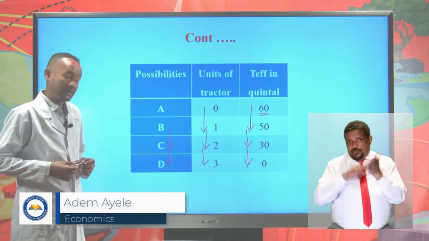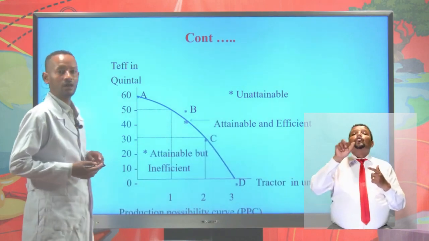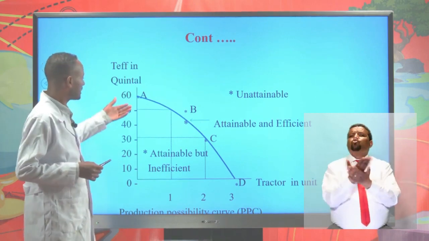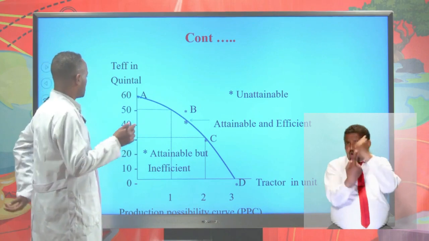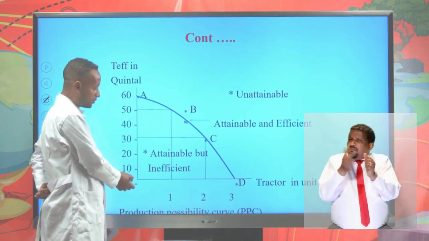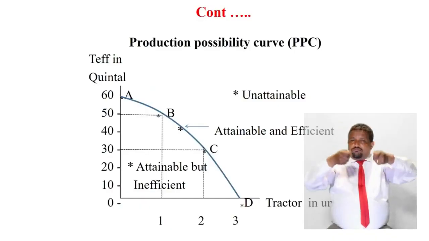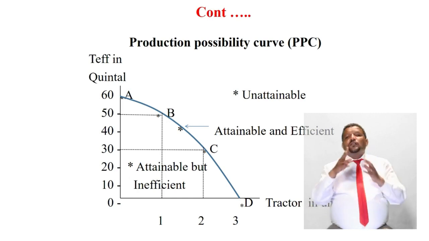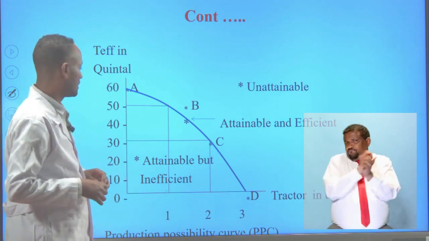Now, the graphical presentation of the production possibility frontier is called the production possibility curve. The production possibility curve shows the various combinations of two commodities that a country can produce by employing all the available resources for the production of the two commodities only. So, at combination A, the country employs all the available resources for the production of teff only without producing any amount of tractor. At combination B, the country produces 50 quintal of teff and one tractor. At combination C, the country produces 2 tractors with 30 quintal of teff, and at combination D, the country will not produce any amount of teff, but the country can produce 3 tractors.